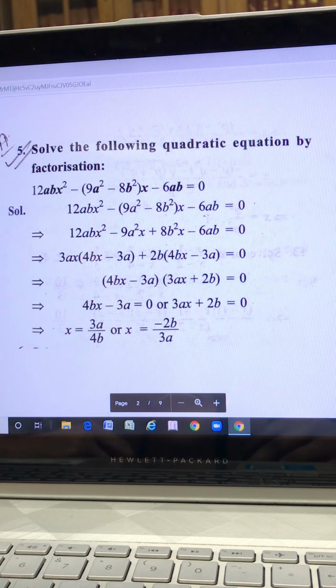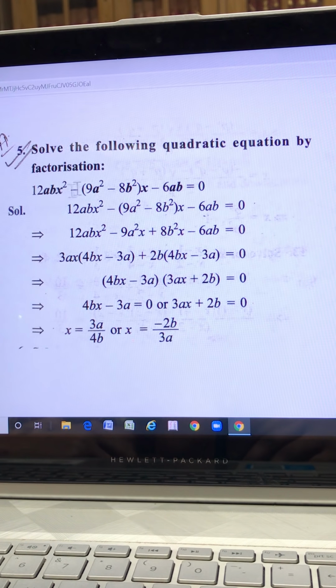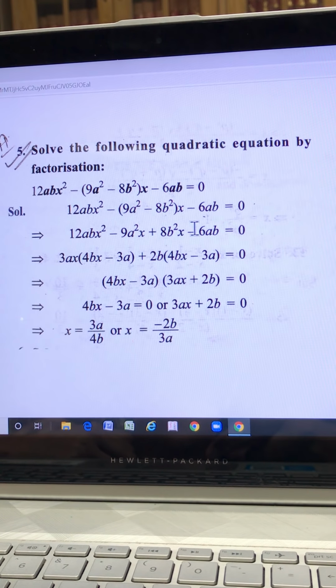Up till now the questions you have done have the coefficients as numbers. So this is a little different question where you have the coefficients as a mixture of numbers and variables. So how will we solve it by factorization? What I do, I will first open this bracket. If I open the bracket, what will I get?